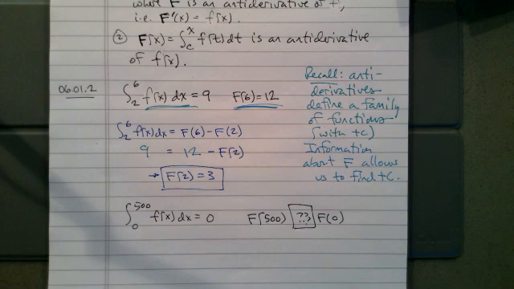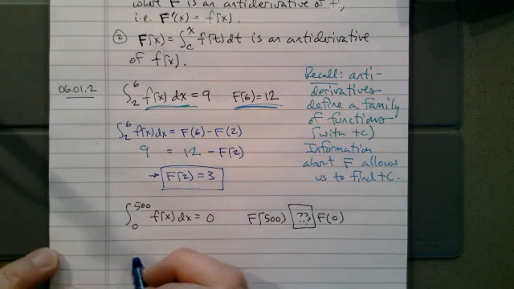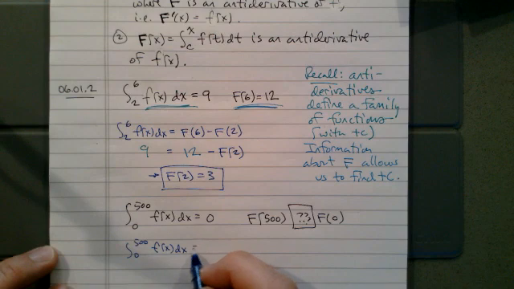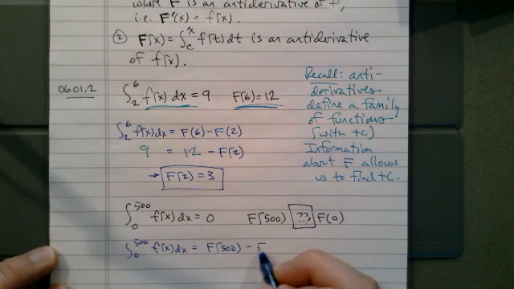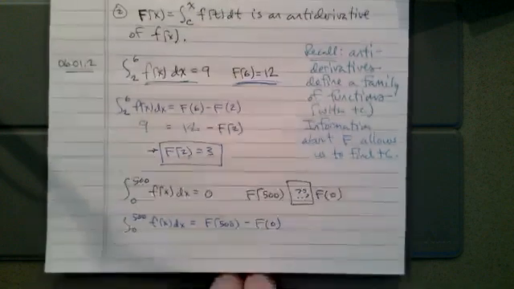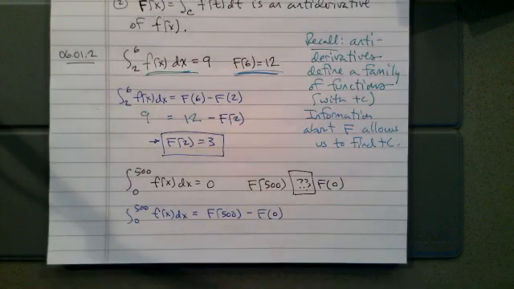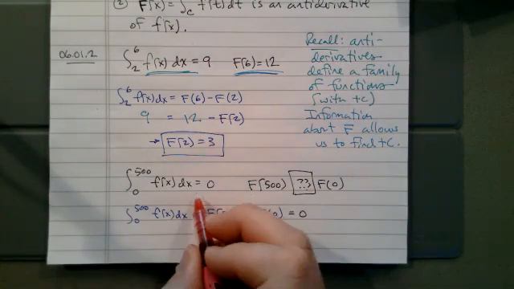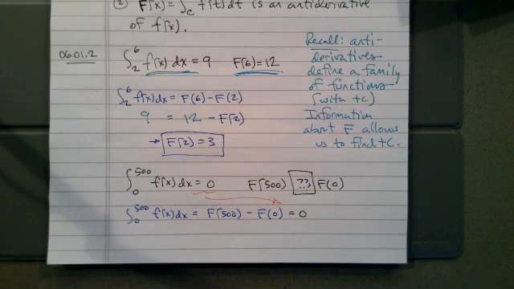So what we know from our first fundamental theorem of calculus is that the integral from 0 to 500 of little f is going to be capital F at 500 minus capital F at 0. And we're told that this difference is equal to 0 by hypothesis. So that's just given. And so that tells us that capital F of 500 and capital F of 0 must be equal.